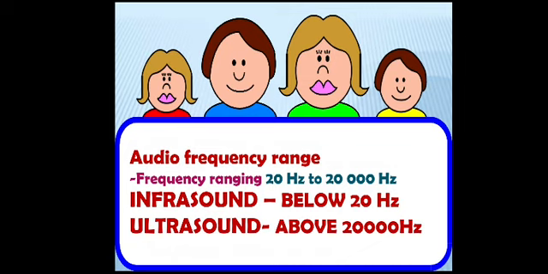If any sound is less than 20 hertz, then that is called infrasound. If any sound has a frequency more than 20,000 hertz, then it will be ultrasound. So, can I tell that humans cannot hear both ultrasound as well as infrasound? Yes, because the audible frequency range of humans is 20 hertz to 20,000 hertz.